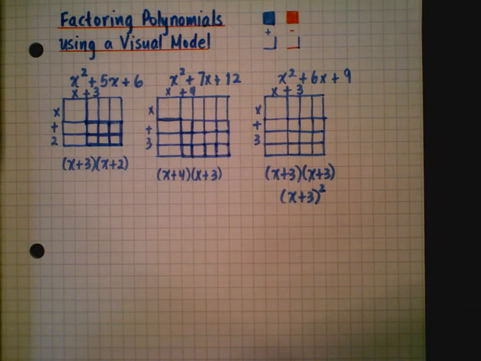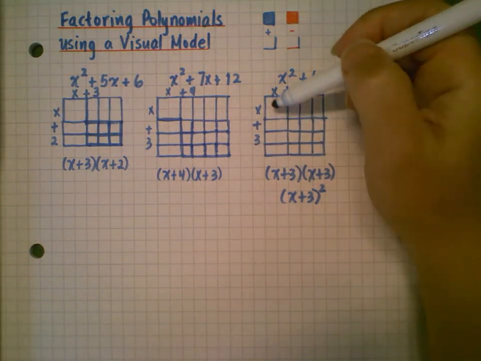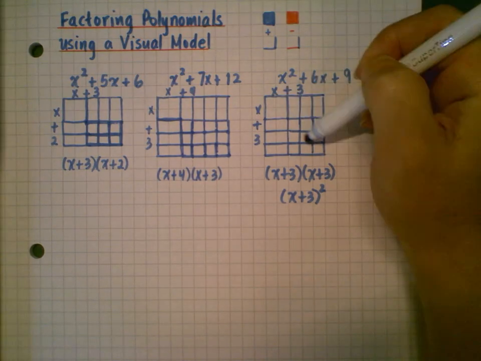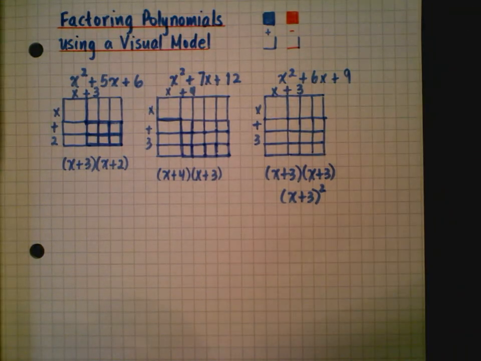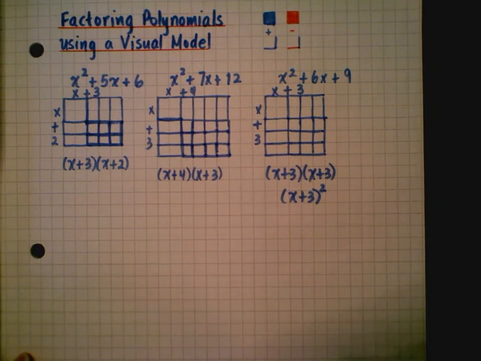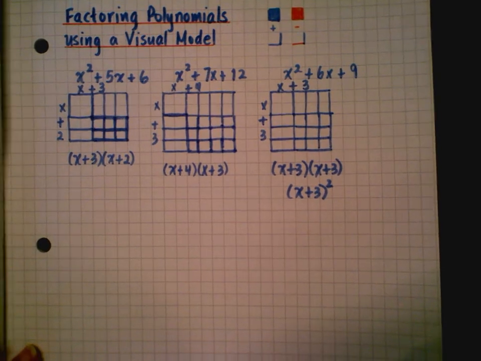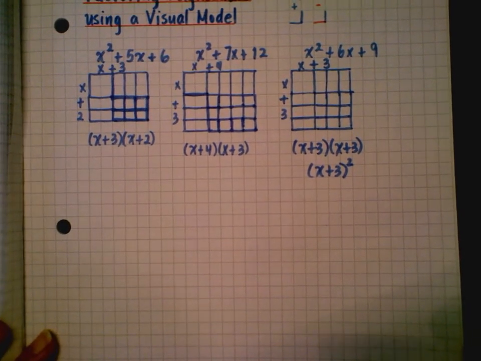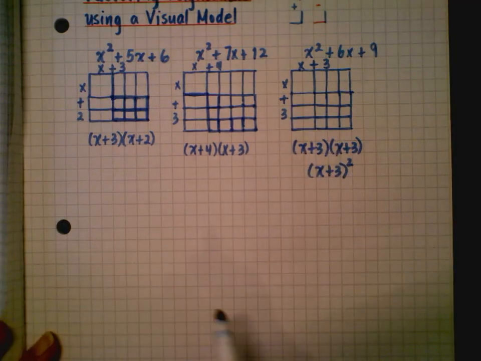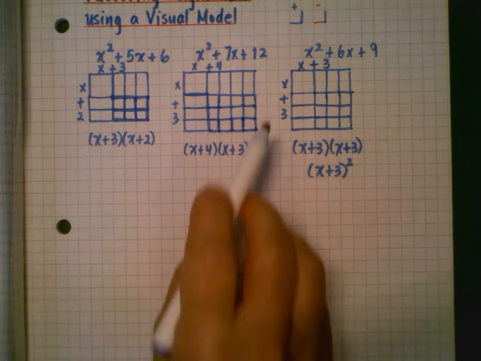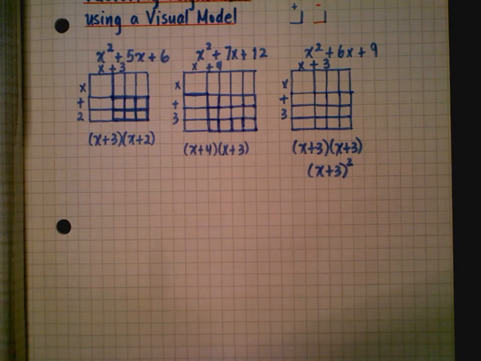Okay, so when you're using the visual model, if you see that it's creating a perfectly symmetrical shape with a line of symmetry down the diagonal, then you know that you've got that special case of a perfect square. That's one of the reasons that I like using the visual model, is right away I saw that that was a symmetrical shape. Okay, let's try another one.